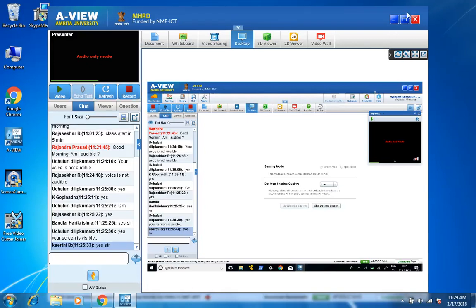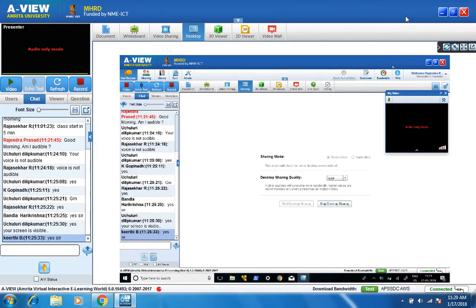AP State Skill Development Corporation, in an attempt to get students to learn about some of these latest advancement technology, and then to understand how to use AWS, how to deploy applications on AWS, and then how to manage existing applications.